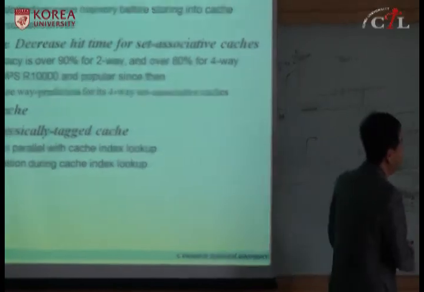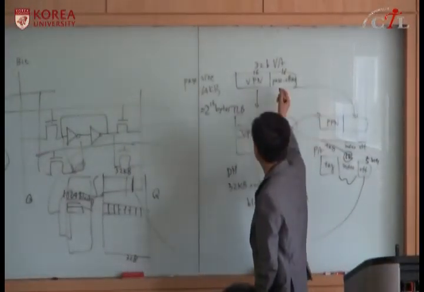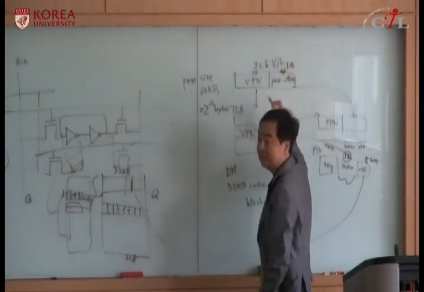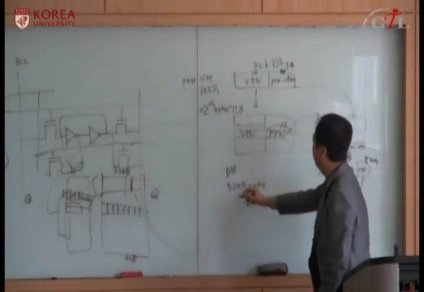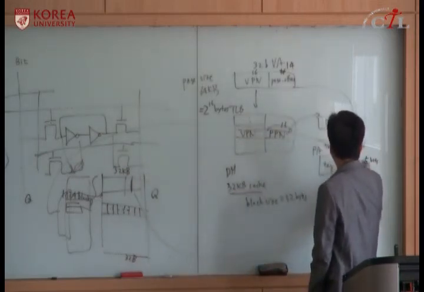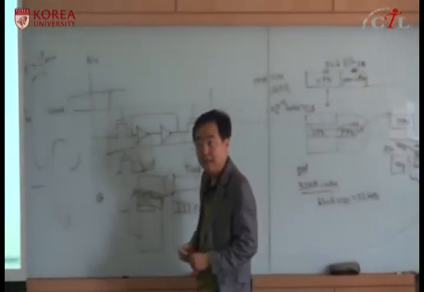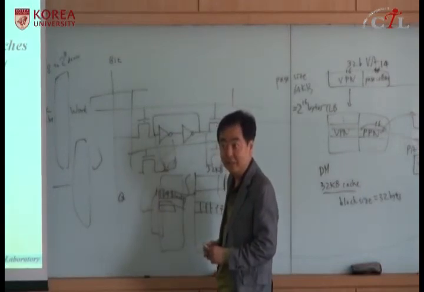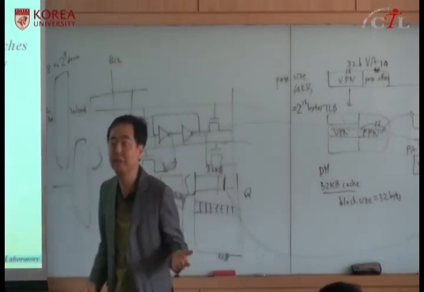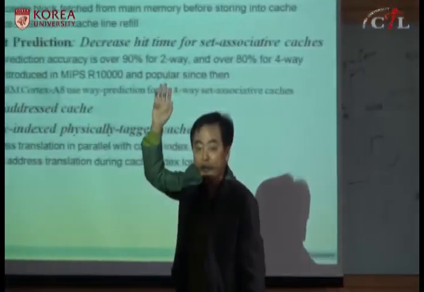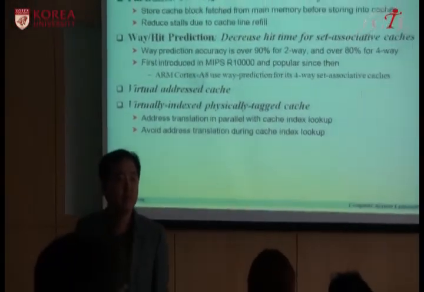Let's say the page offset is, instead of 16 bits, 14 bits. Then for the 32 kilobyte cache, with 15 bits, you cannot get the index from the virtual address, right? With this cache organization. Is there any solution? Can you overcome this limitation? Any idea? I'll give you 5 points on the spot. Change the cache design to set associative.